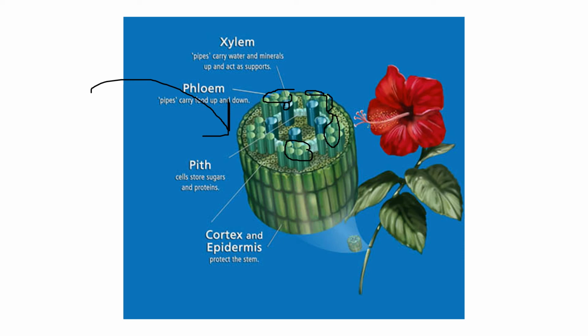Okay, the pith, well, this says the cells store sugars and proteins here. That's not one of the tube structures. And then the cortex and the epidermis. Fun fact, epidermis is similar to what we call our skin. Our skin's like our epidermis, okay? So basically the epidermis is just the outer covering of the plant or the stem, okay? So this is what the cross-section of the plant would look like, mainly made up of the xylem tissue that carries the water up and the phloem tissue that carries the food made through photosynthesis back down.